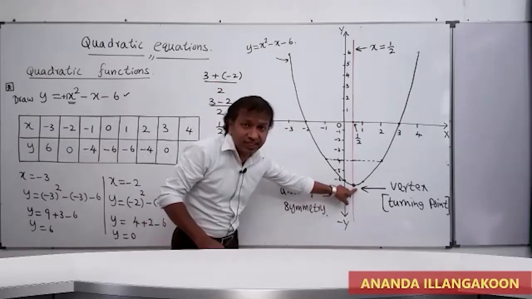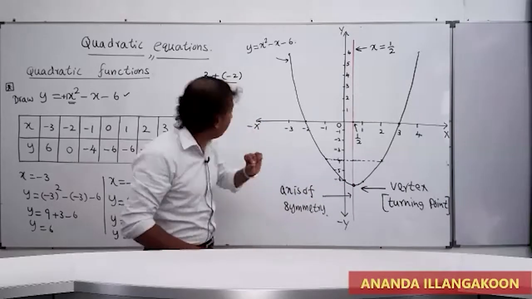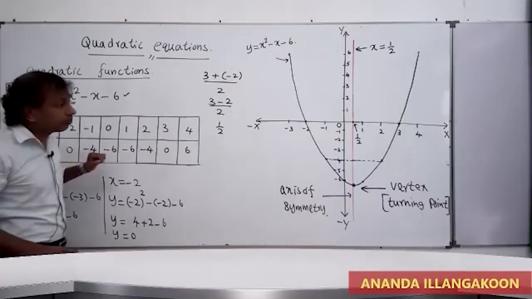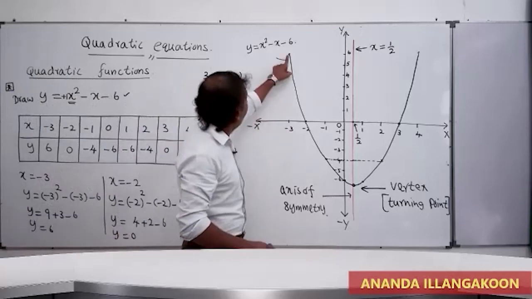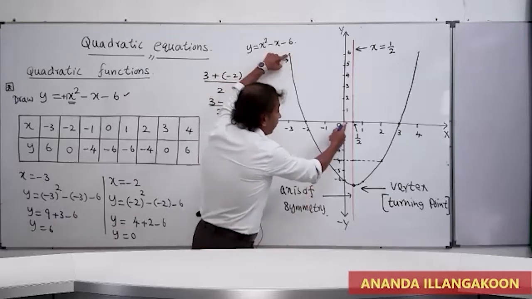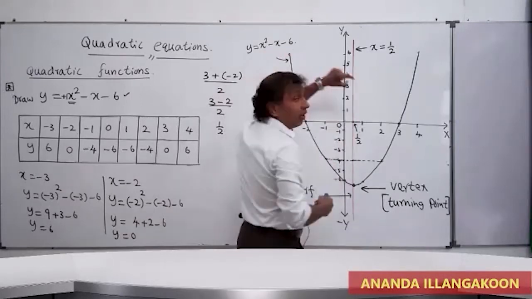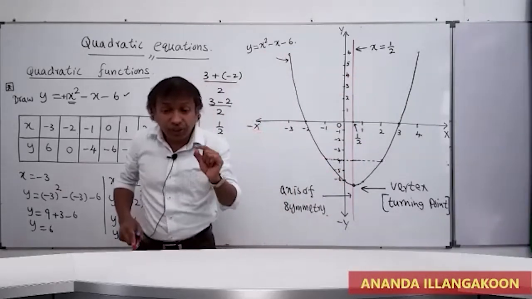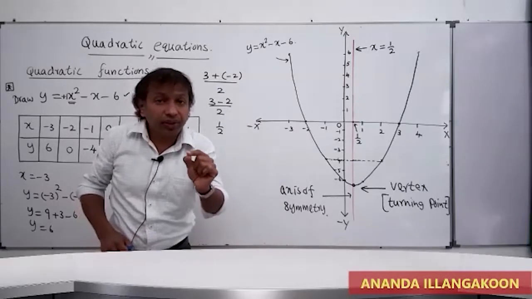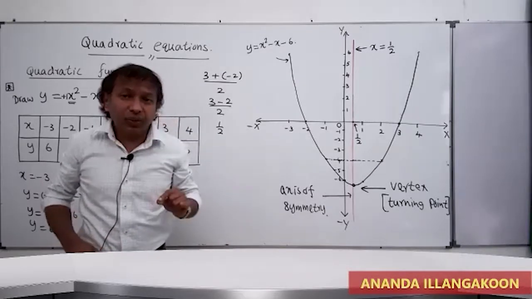the coordinates of this vertex. Coordinates mean, when we consider any point, here you can see when x equals -3, y is 6. So therefore, this point has two coordinates. What is the x coordinate? -3. This height is the y coordinate, +6. Like that, in the OXY plane, if we need to mark a point, we should use two coordinates, the x coordinate and the y coordinate.